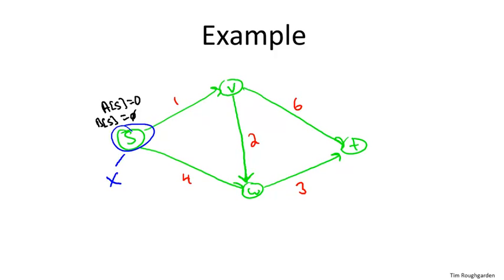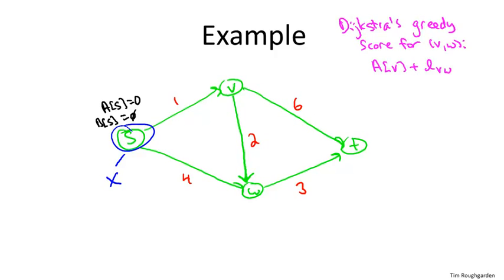Well, we evaluate Dijkstra's greedy criterion. Remember what that is. Dijkstra's greedy score for a given edge VW that's crossing the frontier is just the previously computed shortest path distance for the tail of the arc plus the length of the arc itself. At this point, SV has a greedy score of 0 plus 1, which is 1, and the arc S,W has a greedy score of 0 plus 4, which is 4. Obviously SV is going to be the shorter of those two. So we use the edge SV. This is playing the role of V star W star on the previous slide.